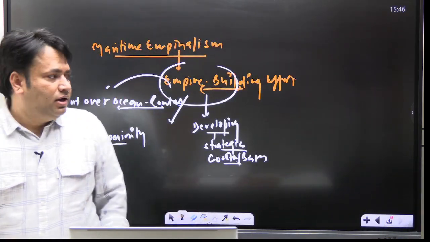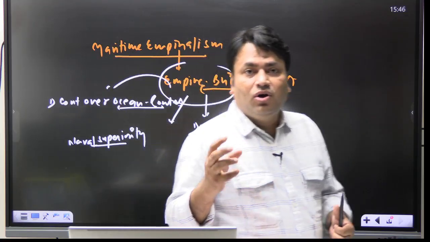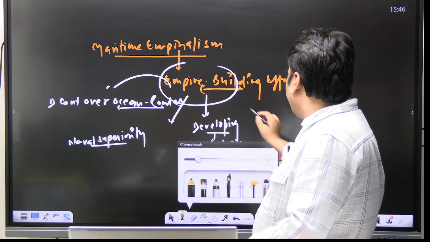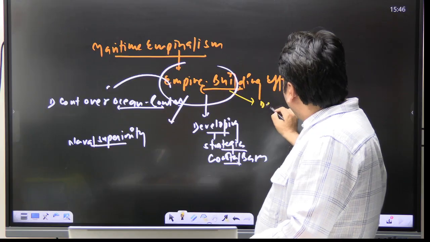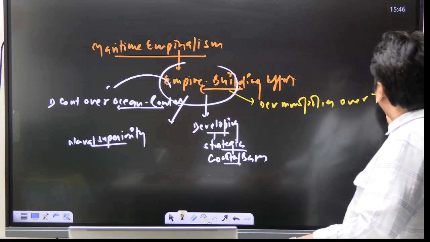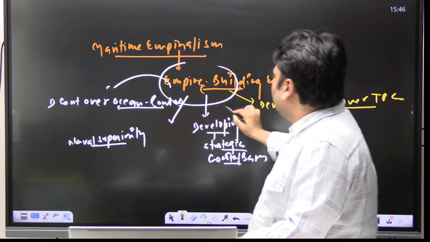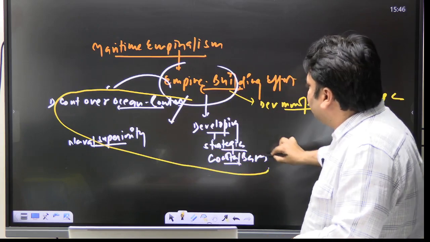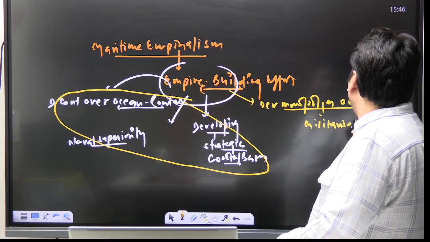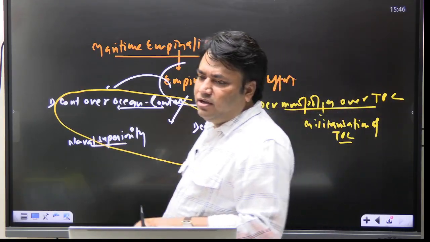And finally, with the help of all these, you will try to establish or develop monopoly over trade and commerce. So this is also an important part: developing monopolies over trade and commerce. If you develop monopolies over trade and commerce using this strategy, this is what we call the militarization of trade and commerce.